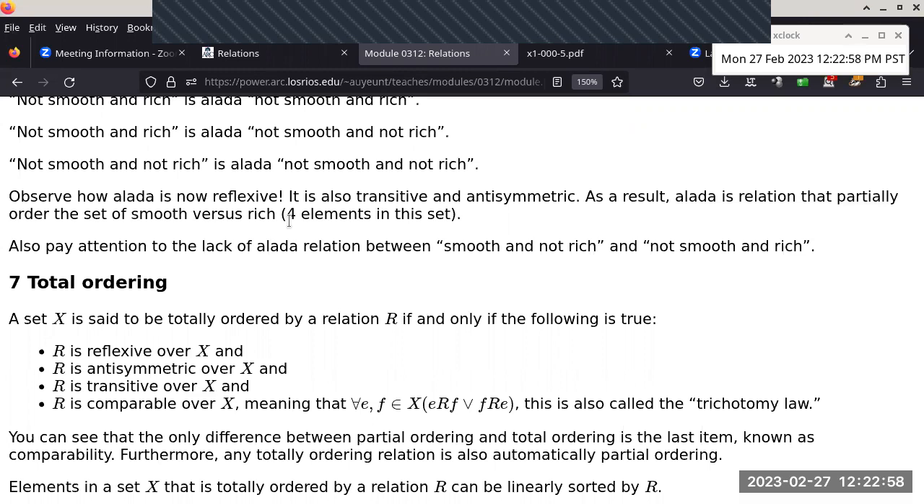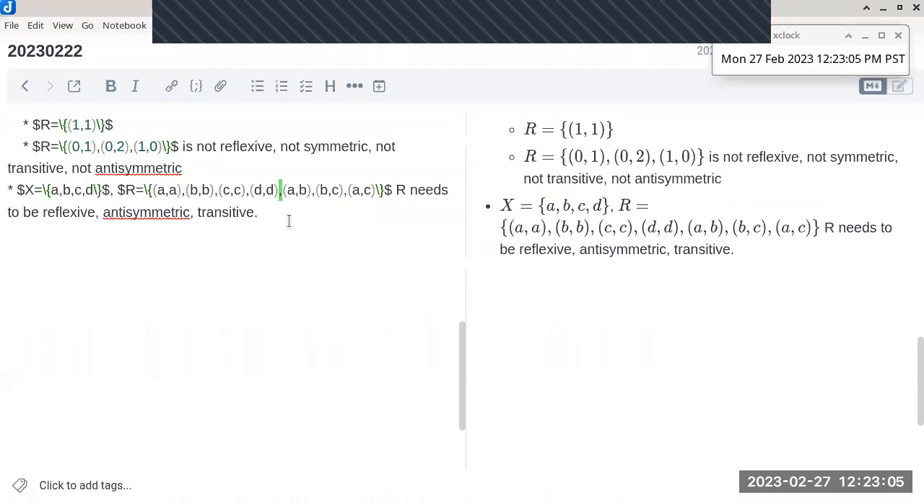All right. So how do we fix that problem? Let me go back to the example. So what do we need in order for R to be totally ordered with respect to the elements A, B, C, D in X? D needs to relate to A, B, and C. Okay, so we have to add 3 more elements.